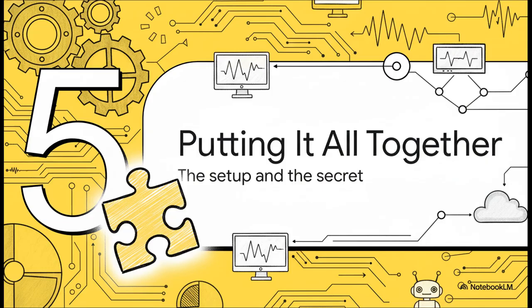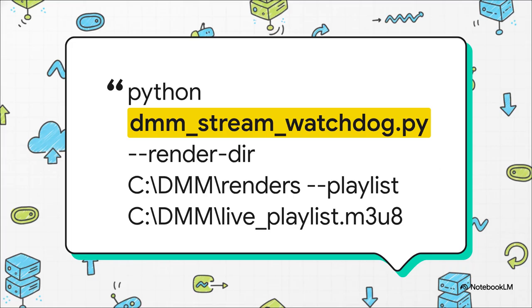All right, so all this theory is fantastic, but how do we actually put it all together? Let's look at the practical setup and, of course, the final secret weapon that really makes all this possible on a single machine. And would you believe it, setting it up is basically this simple. It's a single command line. You just tell the script, hey, here's my renders folder, and this is where I want you to save the playlist file. That's pretty much it. You fire it up, and it just starts doing its job as the tireless, vigilant guardian of your stream.